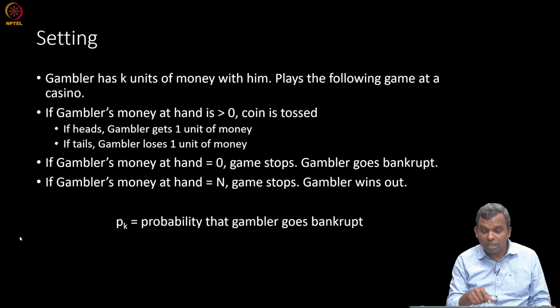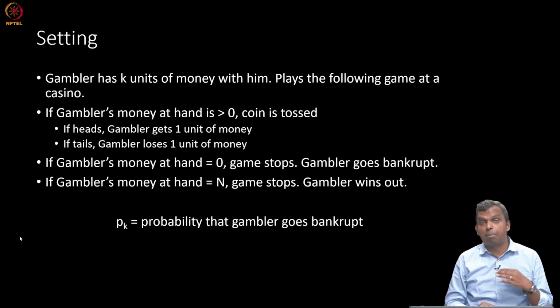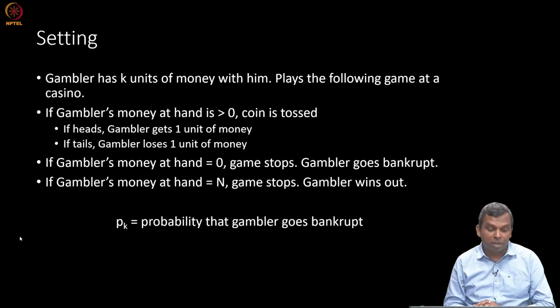So of course it will also depend on the probability of heads and probability of tails. We haven't come to that yet. So we'll just call it P sub K. It's just notation. The probability that the gambler goes bankrupt is P sub K.